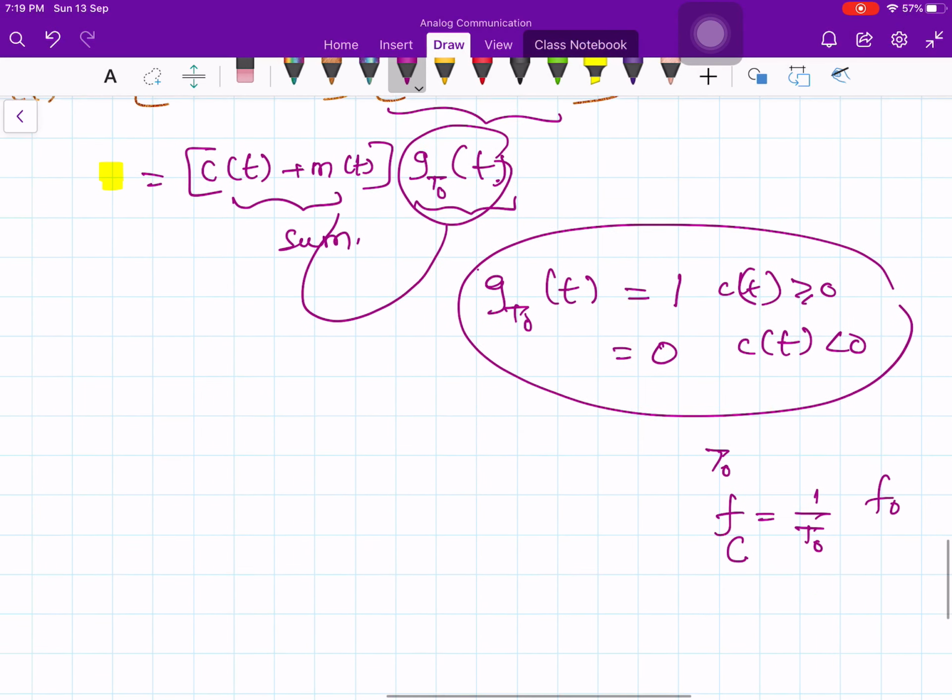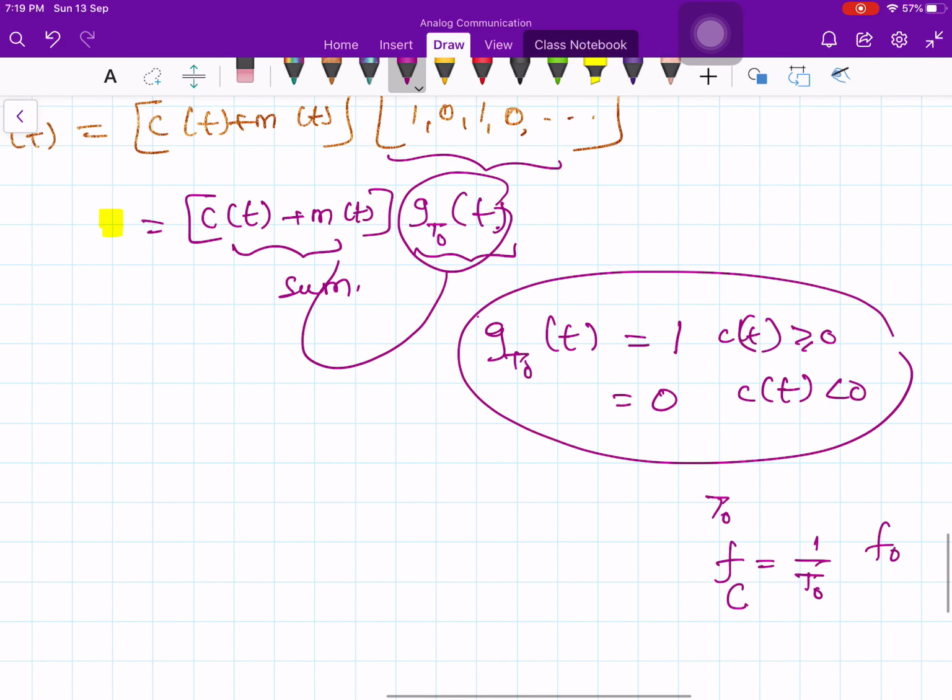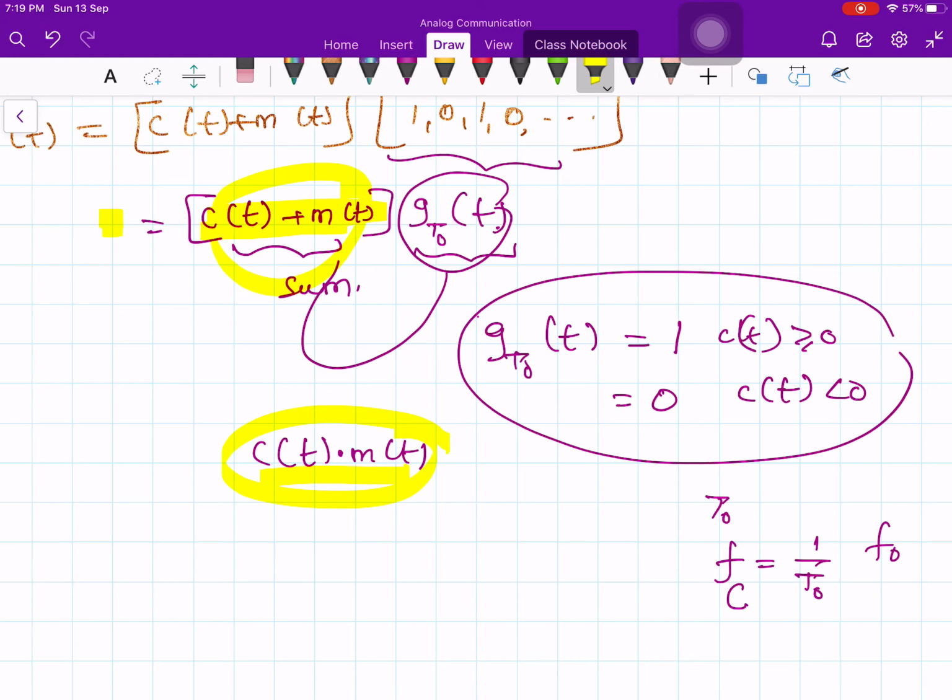Now what we want finally is a product, c(t) times m(t). This is what we want. We don't want the summation. After all, this whole discussion is about how to get c(t) times m(t), right? We don't want c(t) plus m(t). What we want is a product between c(t) and m(t). Fortunately, that is possible when we expand this periodic square wave in terms of a Fourier series.